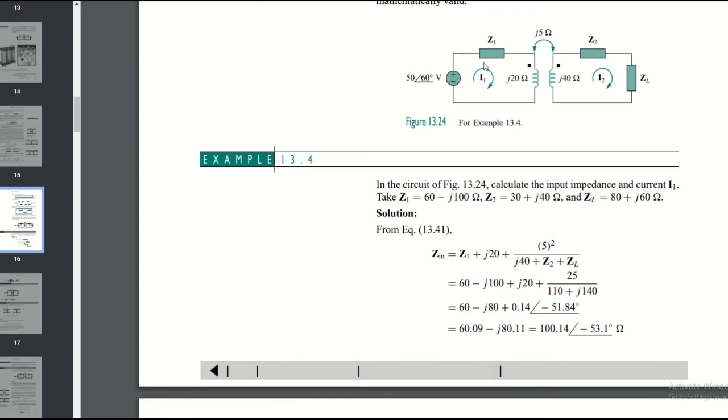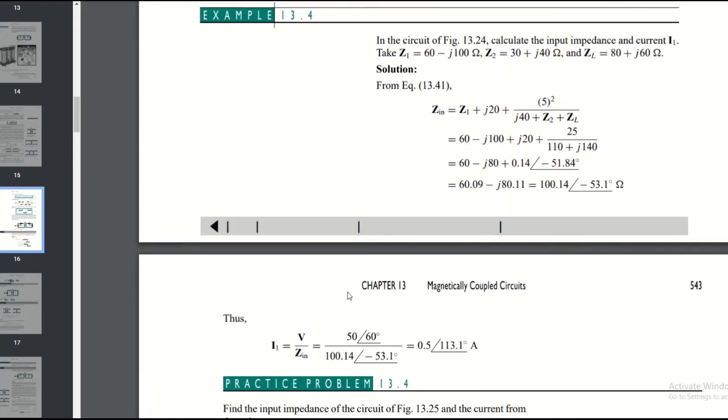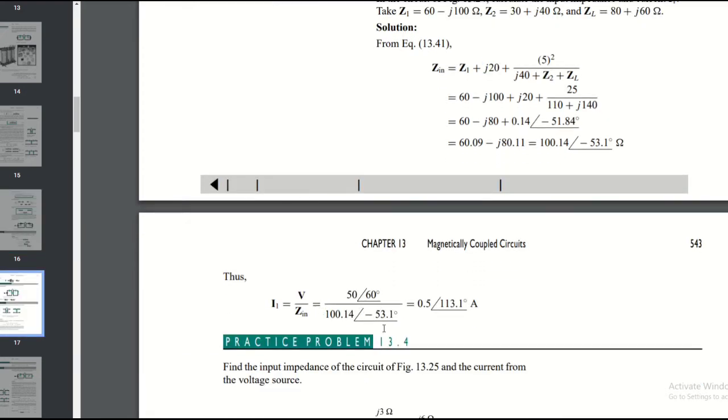And to get the current I over here, we just use the formula V equal to IR, where V is the value of the voltage source, 50 angle 60 degree, and divide by Z in over here. So you will get 0.5 angle 113.1 degree ampere. Okay, so you get I1.